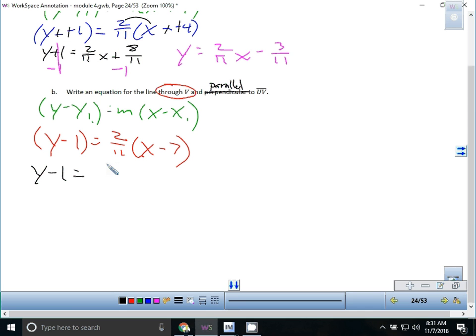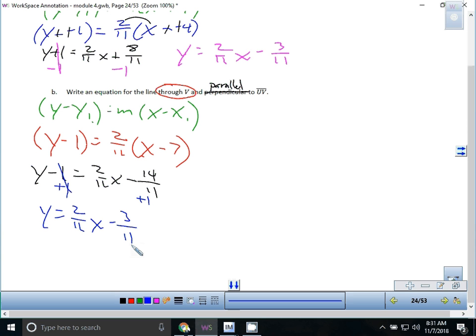Do the distributive property again. 2 11ths times x is 2 over 11 x. Minus 2 over 11 times 7. 2 times 7 is 14 over 11. And then get y by itself. We add the 1 to the other side. And we get y equals 2 over 11x. And then -14 11ths plus 1 will again be -3 11ths.